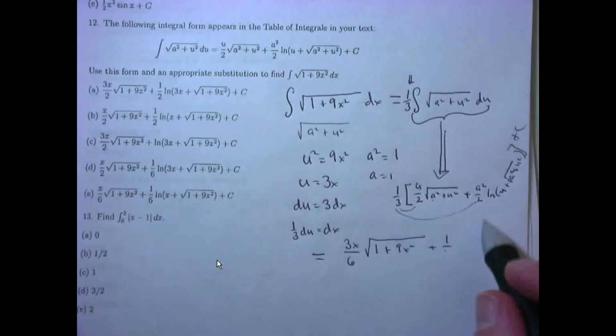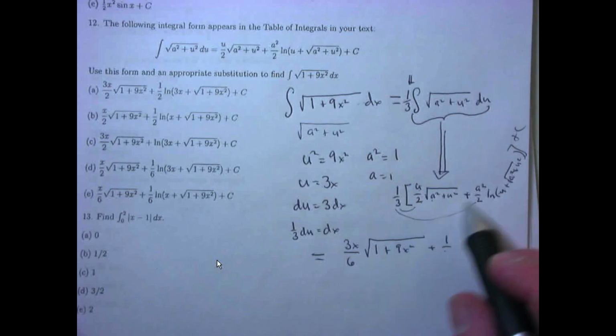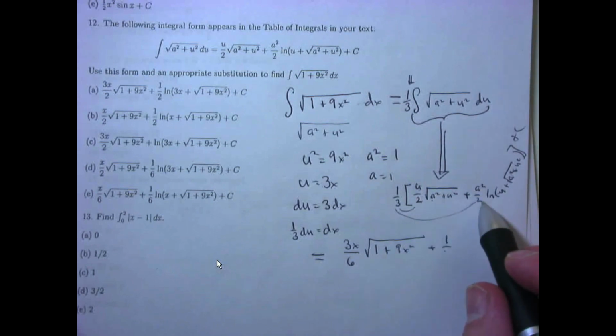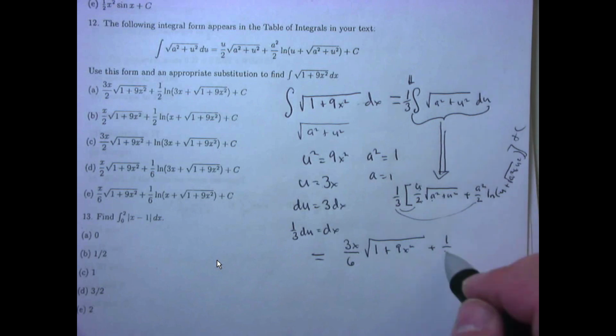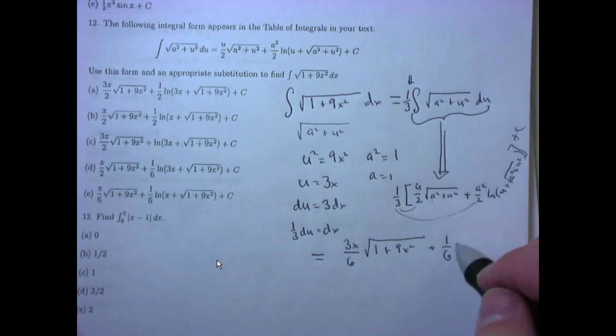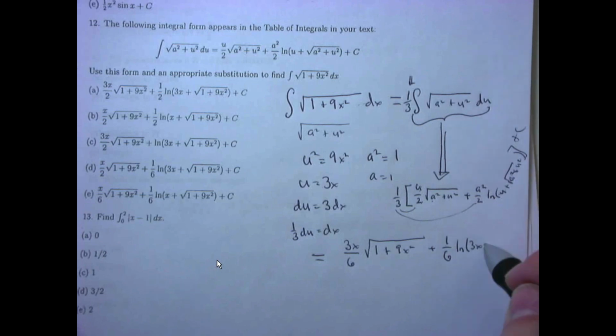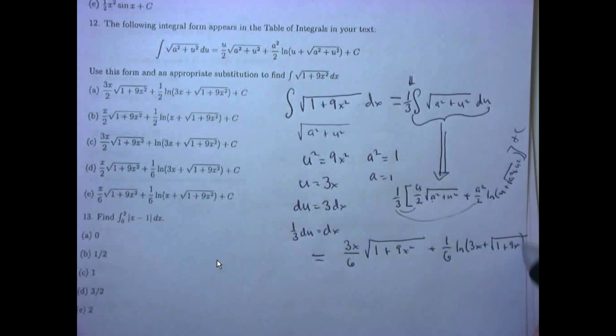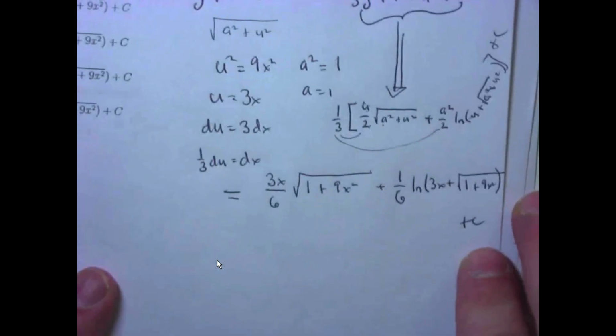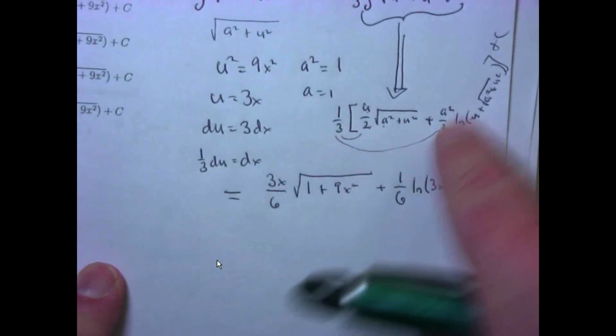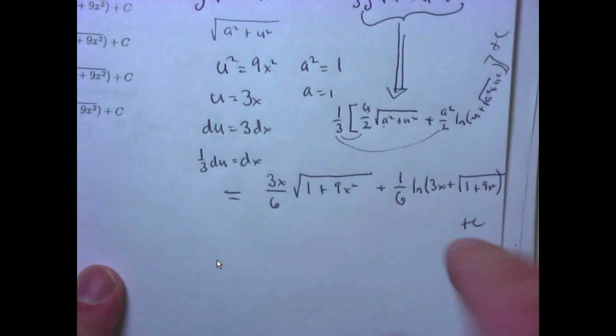But I got to distribute that 1/3 throughout. So what's 1/3 times a squared over 2 is a squared over 6. So I got over 6 again. Times the natural log of u, which is 3x, plus the square root of a squared, which is 1, plus u squared, which is 9x squared, close parentheses, plus c. Let me blow it up for you guys in the back to see this. So I'm literally distributing the 1/3 and cleaning this guy up.